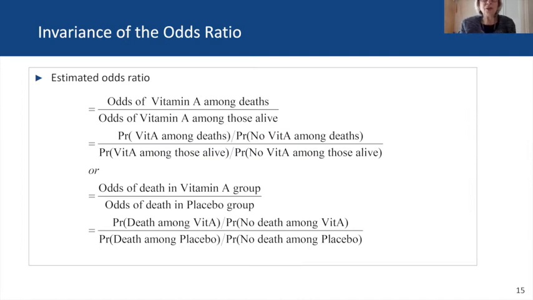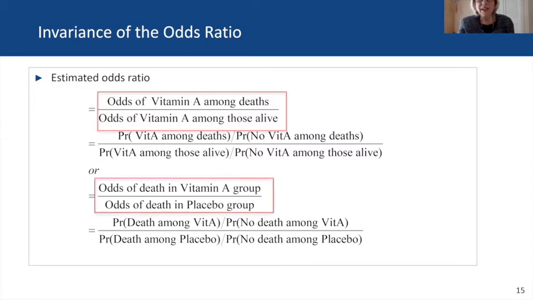This is a way of looking at it in English. In other words, the estimated odds ratio can be written as the odds of vitamin A among deaths divided by the odds of vitamin A among those who remain alive. And we can see also that the odds of death in vitamin A divided by the odds of death in the placebo group, both will end up mathematically being the same.